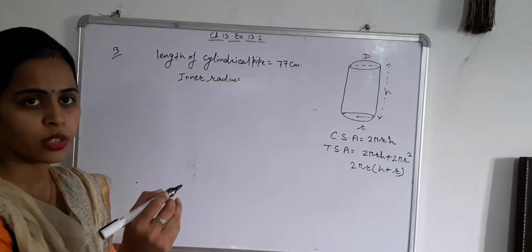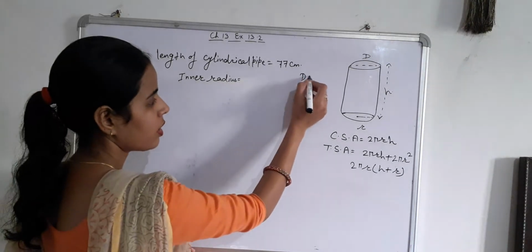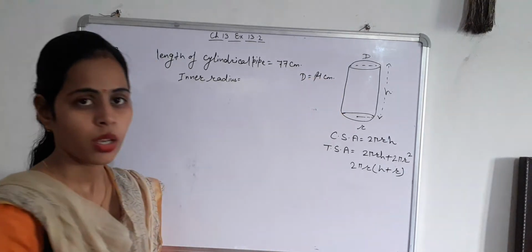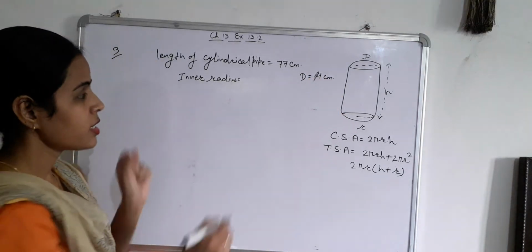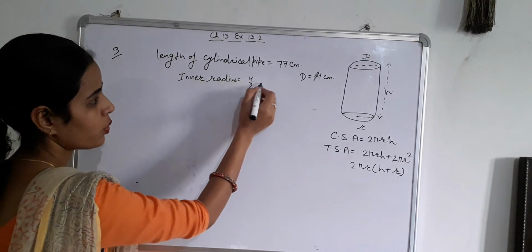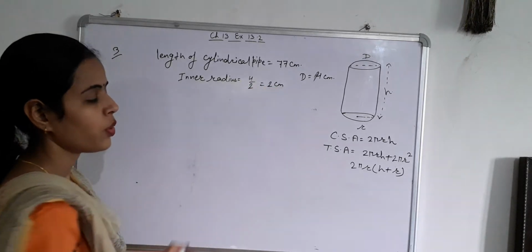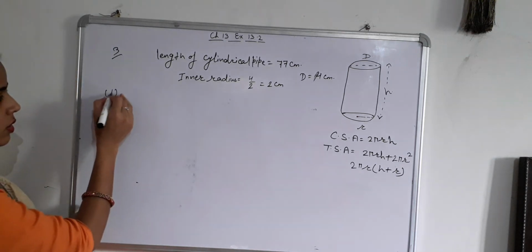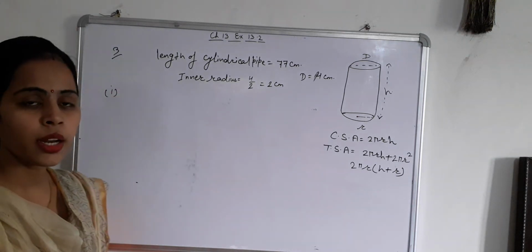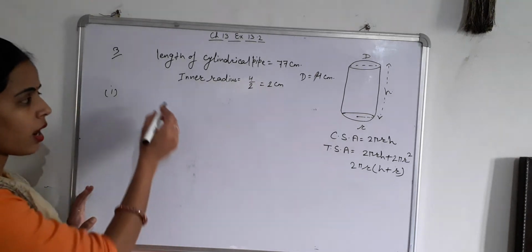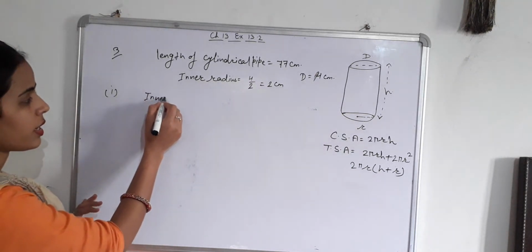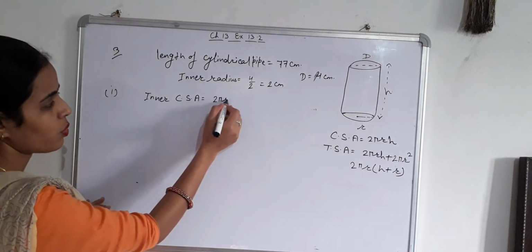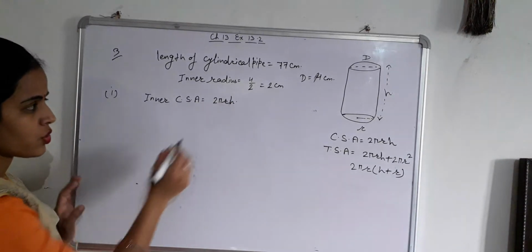Inner radius equals, if the diameter is given as 4 centimeter, then the radius will be 4 upon 2 equals 2 centimeter. First part is to find its inner covered surface area. Inner covered surface area equals 2 pi r h.